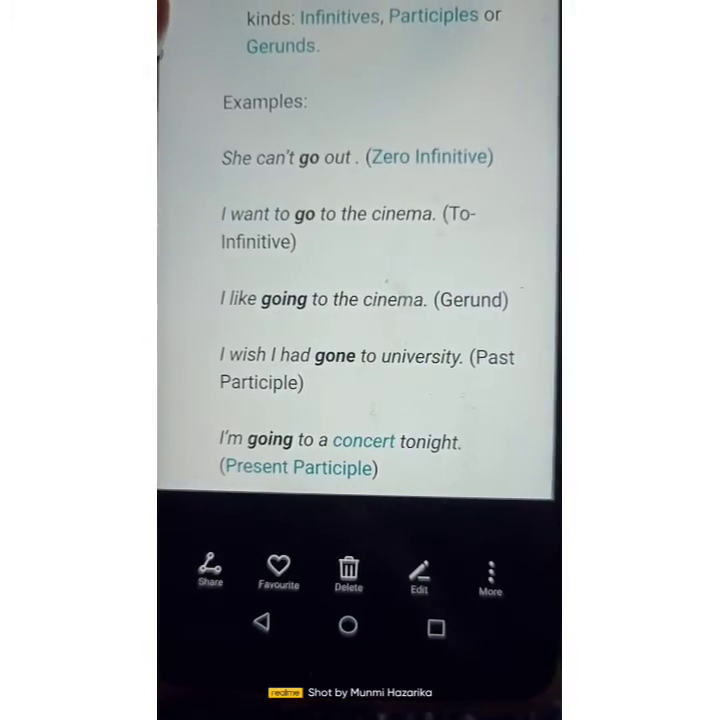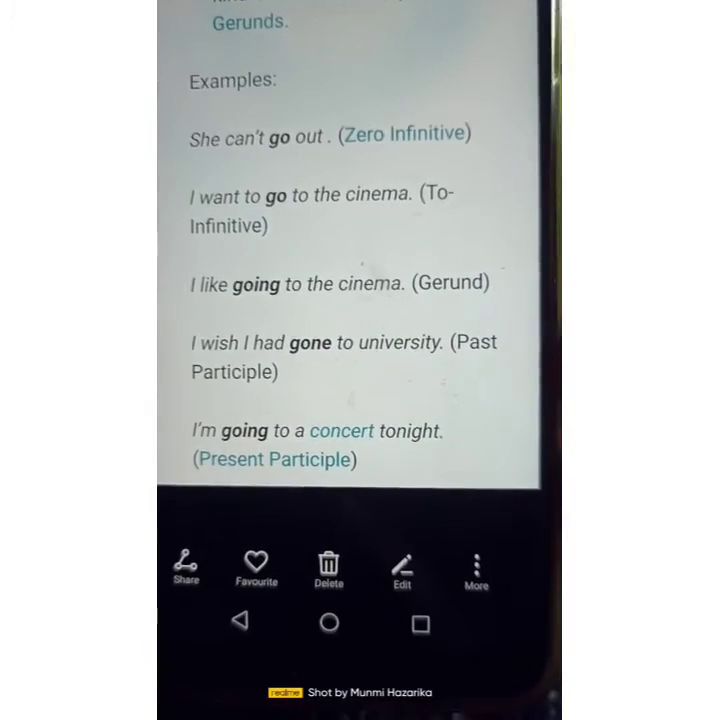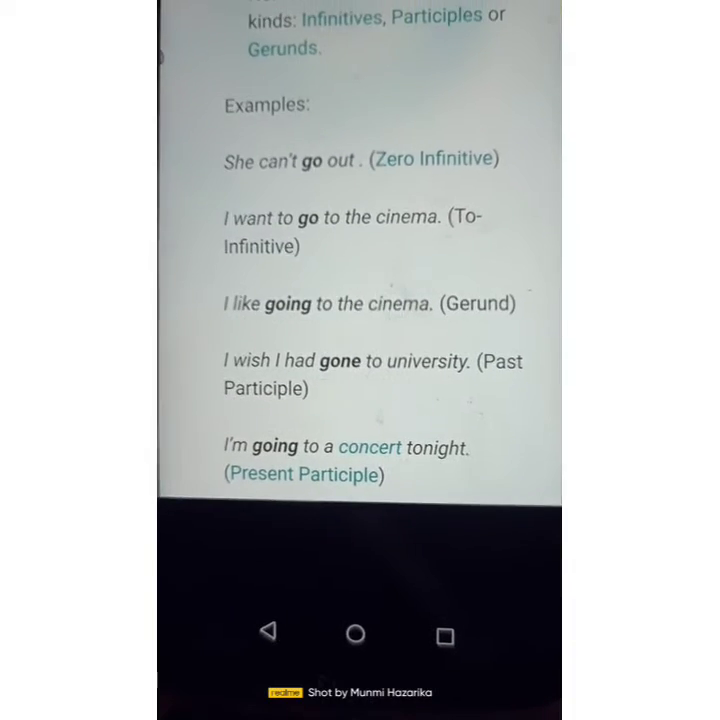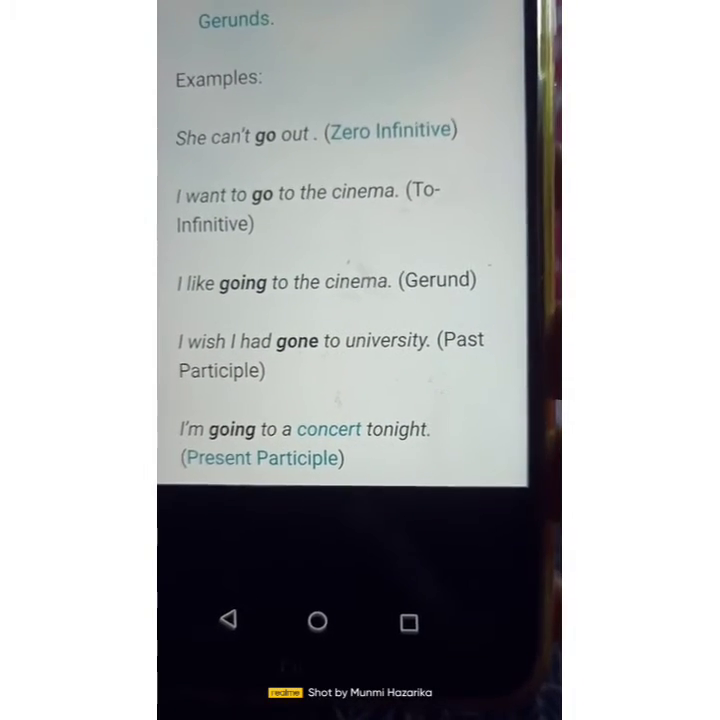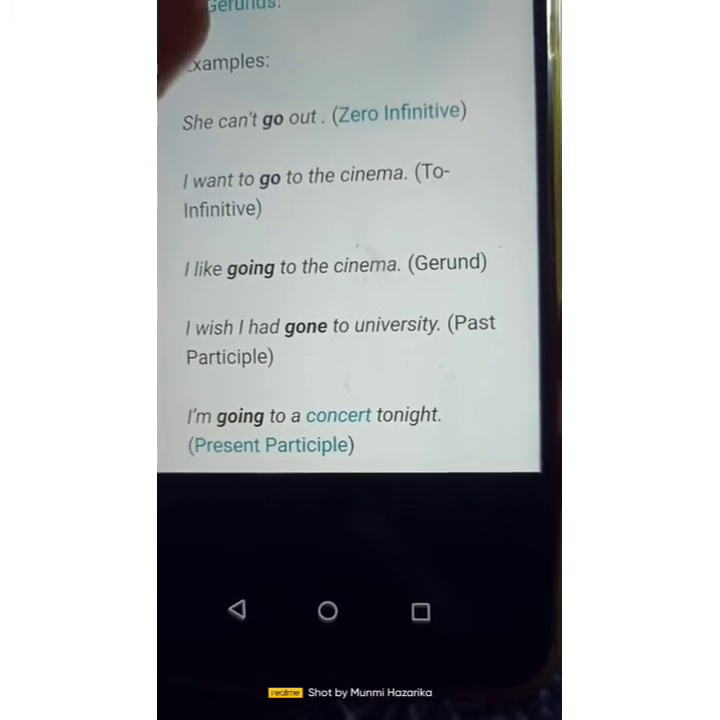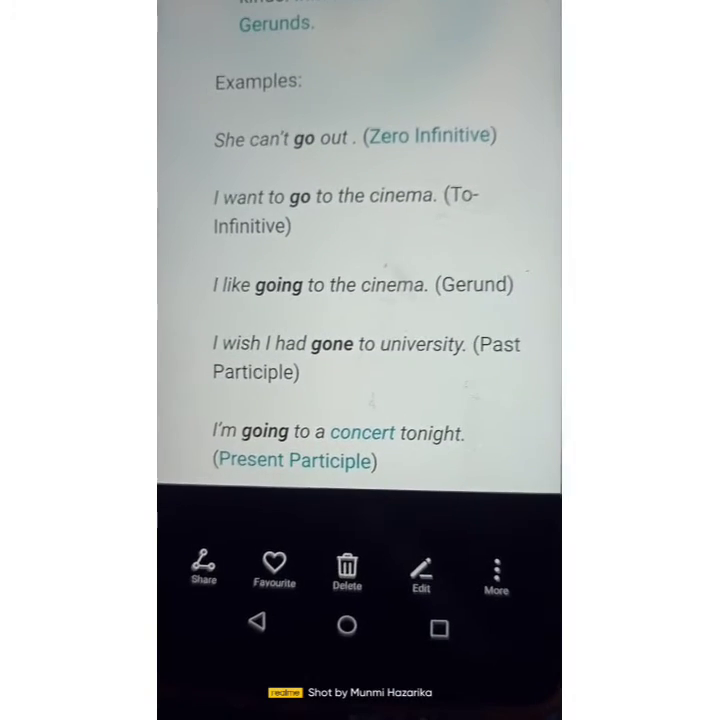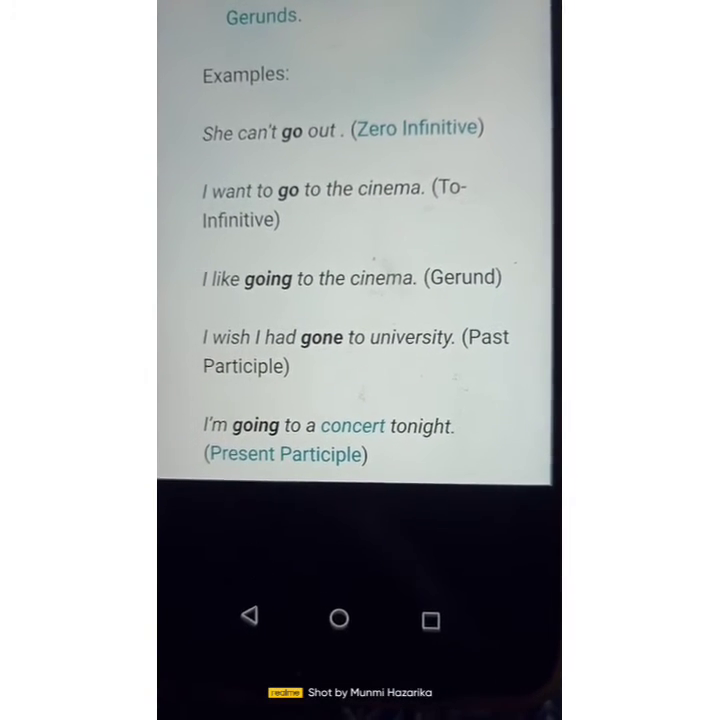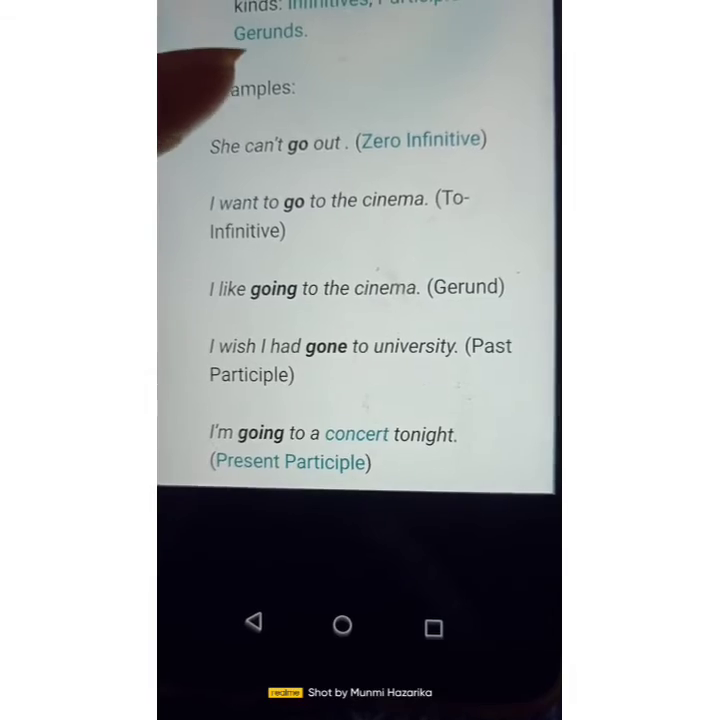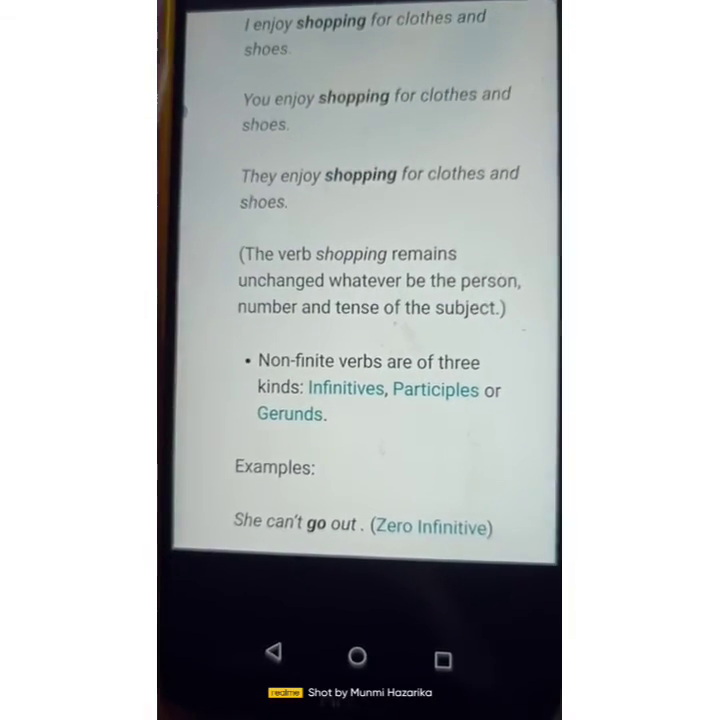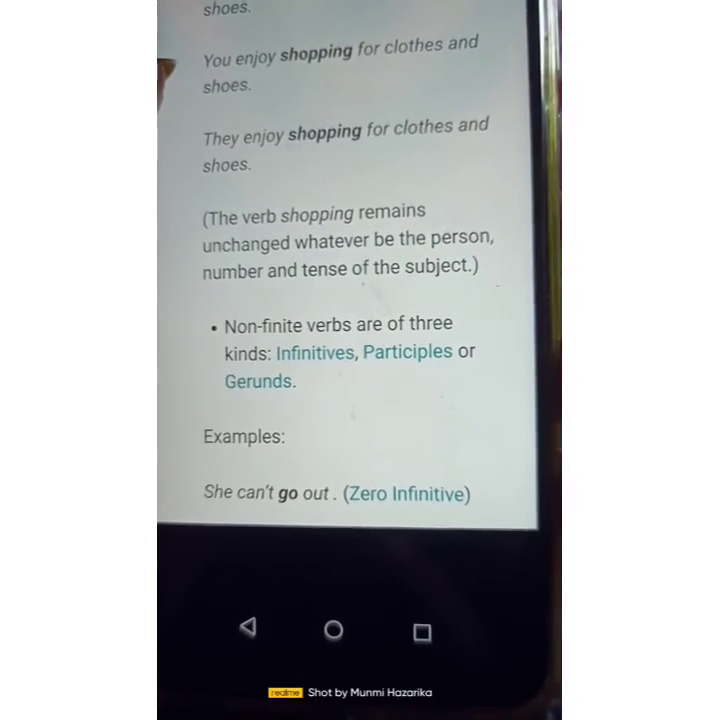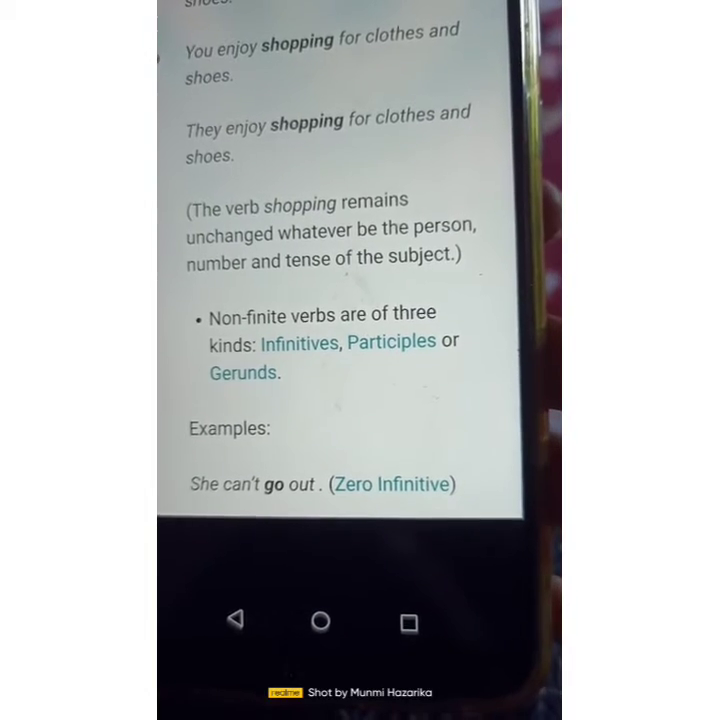Then, I like going to the cinema. It's an example of gerund. Then, I wish I had gone to the university. It is an example of past participle. Then, I am going to a concert tonight. It is an example of present participle. So these are the examples of the non-finite verbs.